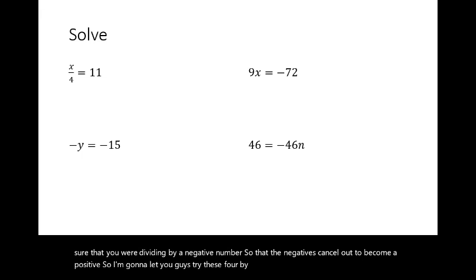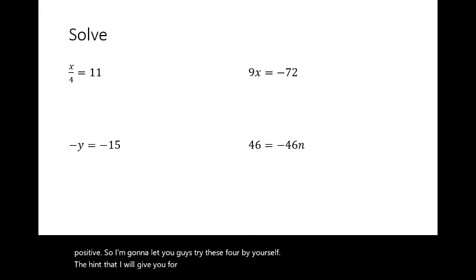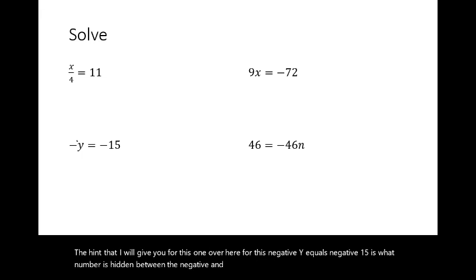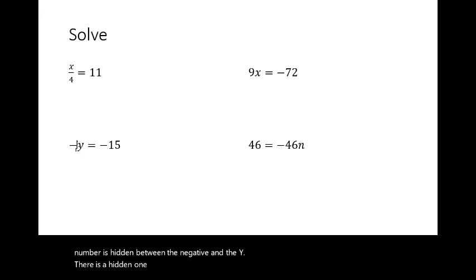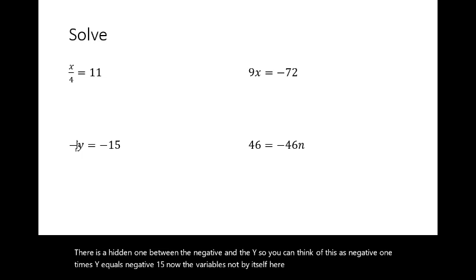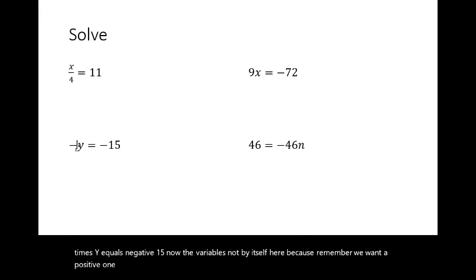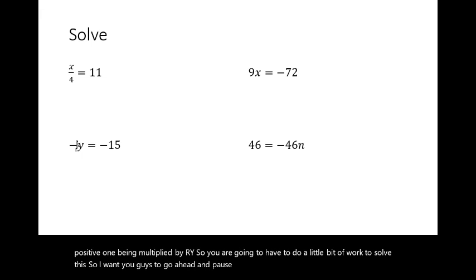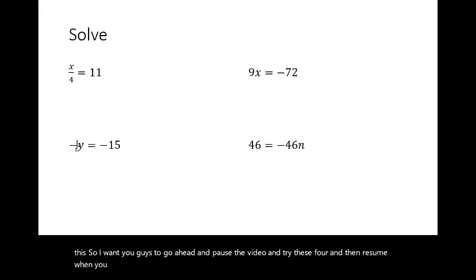The hint that I will give you for this one over here, for this negative y equals negative 15, is what number is hidden between the negative and the y. There is a hidden 1 between the negative and the y. So you can think of this as negative 1 times y equals negative 15. Now, the variable is not by itself here because remember, we want a positive 1 being multiplied by our y. So you are going to have to do a little bit of work to solve this. So I want you guys to go ahead and pause the video and try these four and then resume when you are done working.